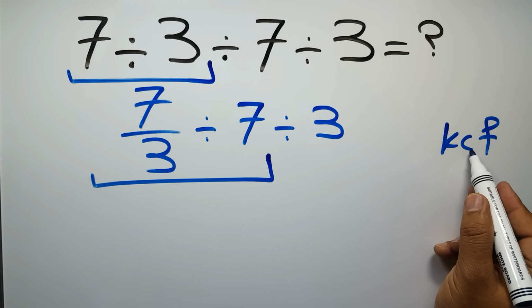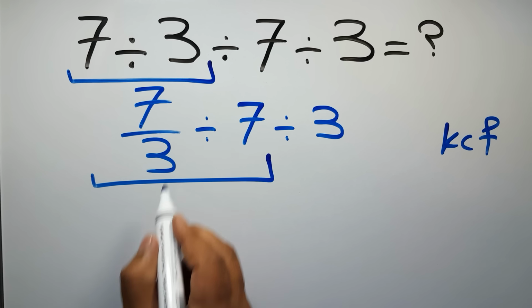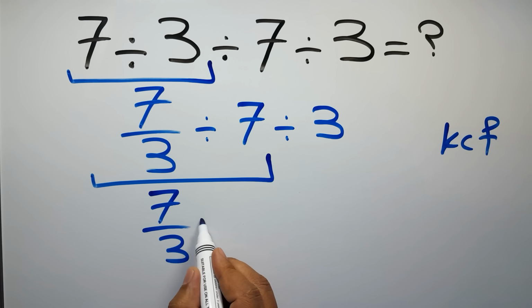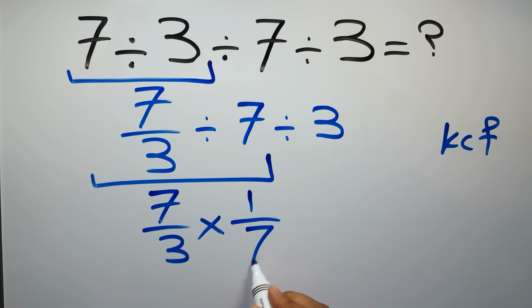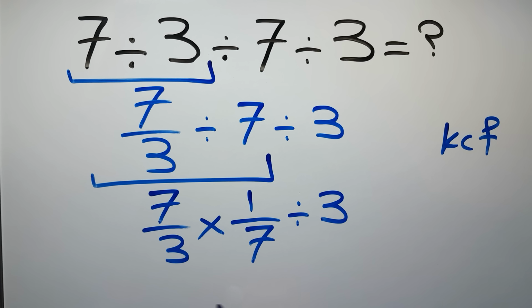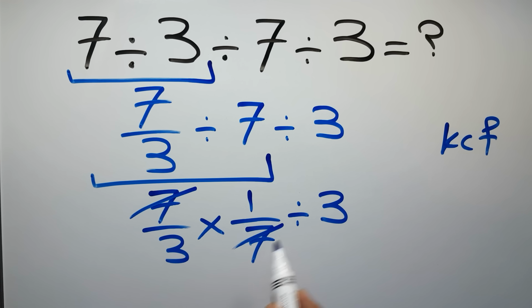K stands for keep, C stands for change, and F stands for flip. We can write: keep the first fraction, change division to multiplication, and flip the second fraction. And here we have divided by 3. Now we can easily cancel this 7 and this 7. So we have 1 over 3 divided by 3.